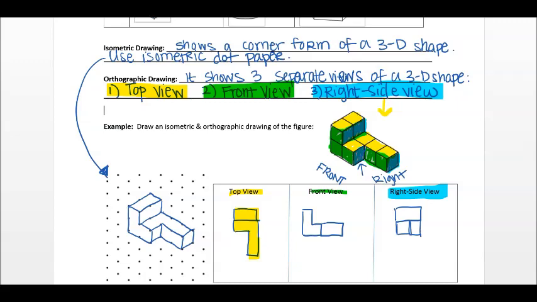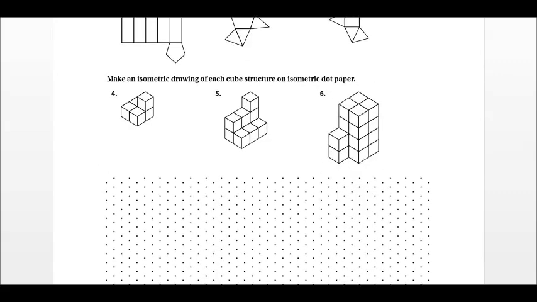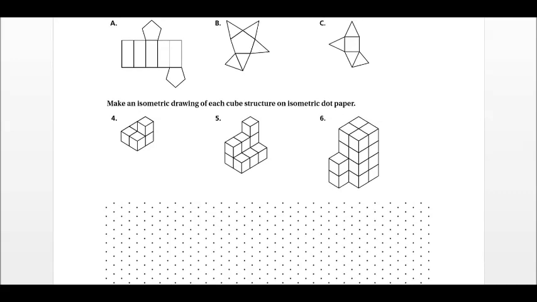So now I want you to practice this on your own. This is the second page. You have to match some nets, make some isometric drawings, and then question 7 asks you to make an orthographic drawing of number 5. I'm going to show you the answers, but I want you to pause this first, and then I'll go over them. All right, pause the video and give them a try.